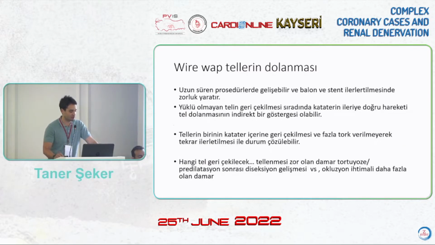With dissection, the side branch may be lost. And about the twisting of the wires, this may be a challenge, and difficulty retrieving the wire and engaging the system forward is an indirect indication of the twisting of the wire. How can we prevent it?